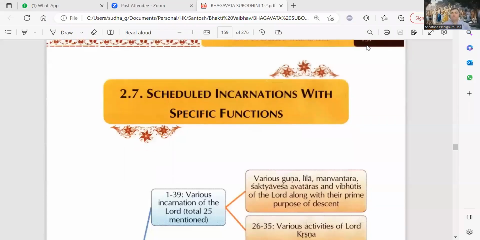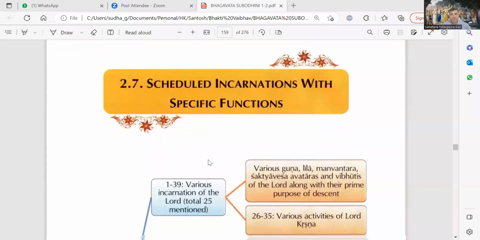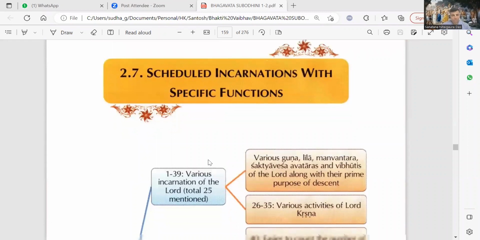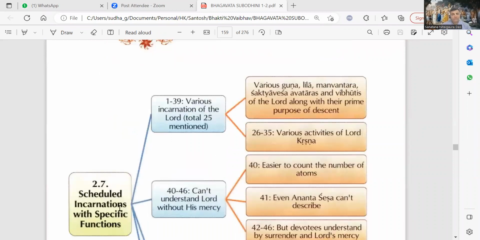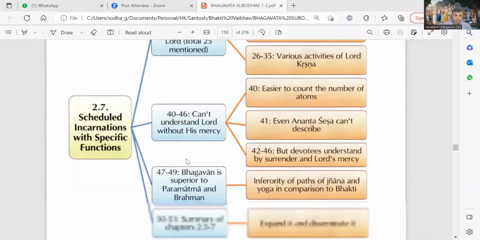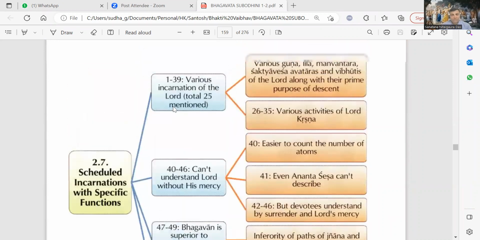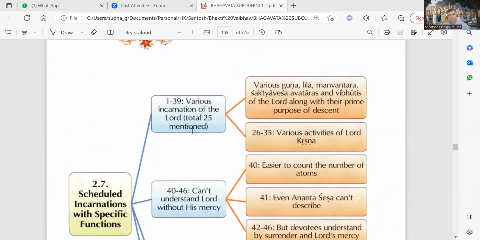So we are here discussing the 7th chapter, which is scheduled incarnations with specific functions. Now, if you see inside this, there are 3 or 4 subsections that we have. Basically, we have covered a major part of this. Tirtha Chaitanya Prabhu was discussing it last week. So he was talking about the various Gunavataras, Leelavataras, and so on. We'll take a bit of a stab at what are these.